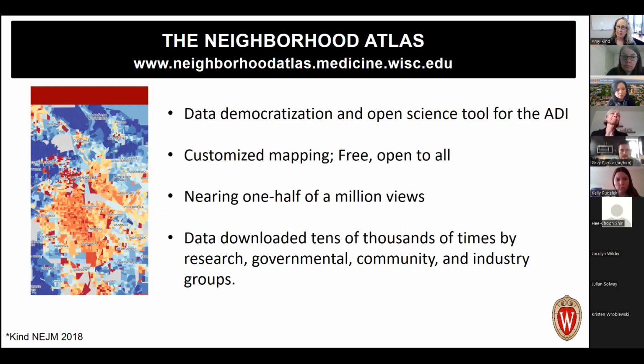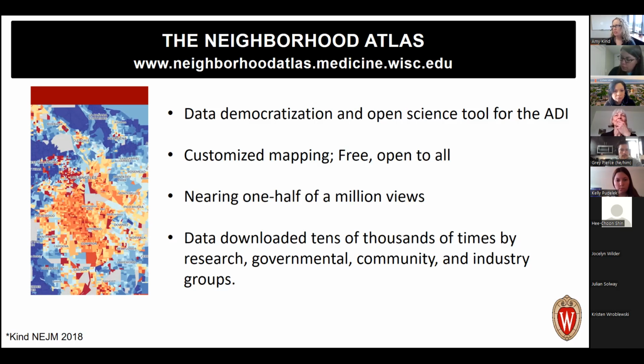So in 2018, with a New England Journal article, we launched the Neighborhood Atlas, and this is a free online data democratization platform that took over 2 years of development to try to make it as simple. Remember that simplicity is a superpower. To try to make it as simple and understandable, not necessarily to researchers. You all are so smart, you can figure things out very easily, but to groups that don't have a research background.